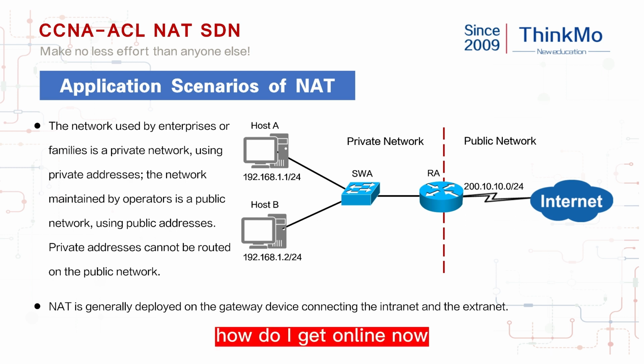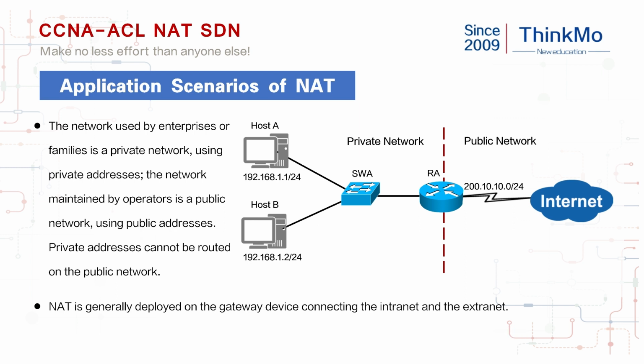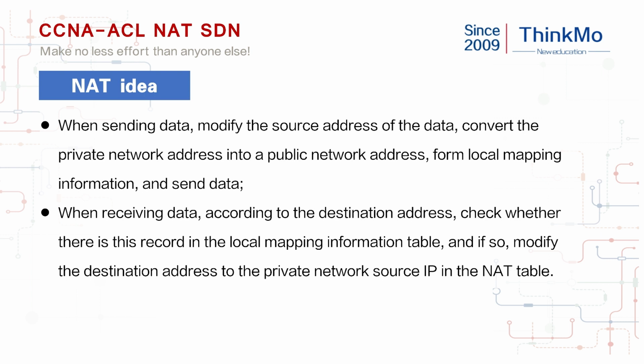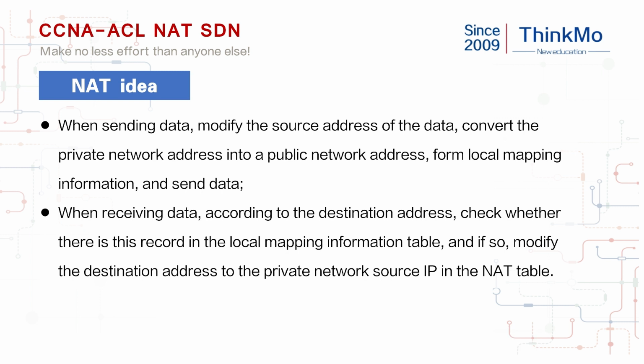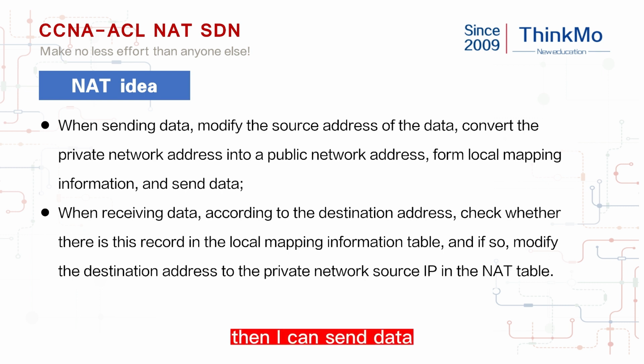How do I get online now? We deploy a technology on the exit called NAT, Network Address Translation. It can convert between addresses. That is, when we are sending data, we modify the original address of the data. Then we can convert the private network address into a public network address, forming local mapping information. Then I can send data.